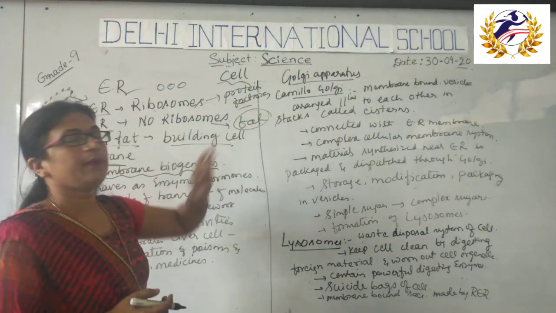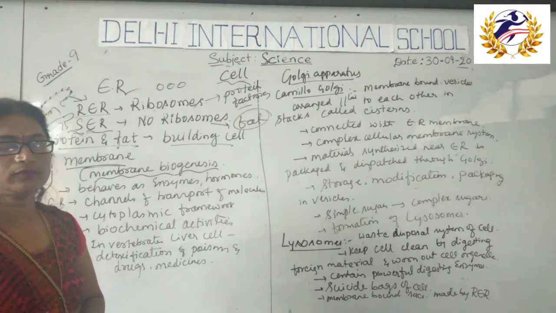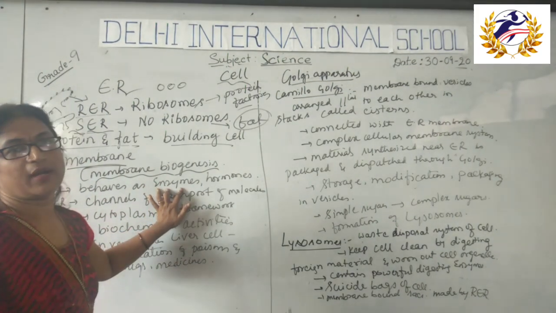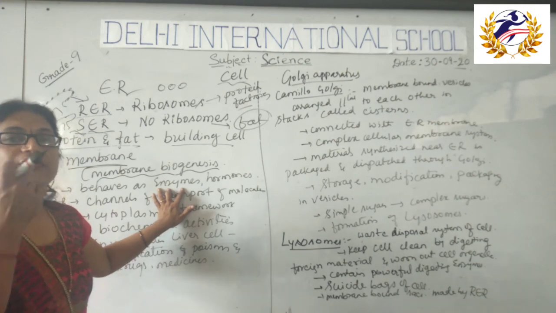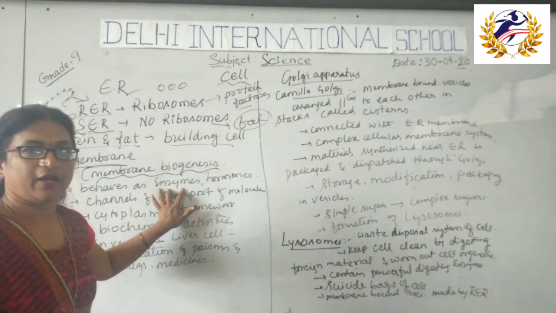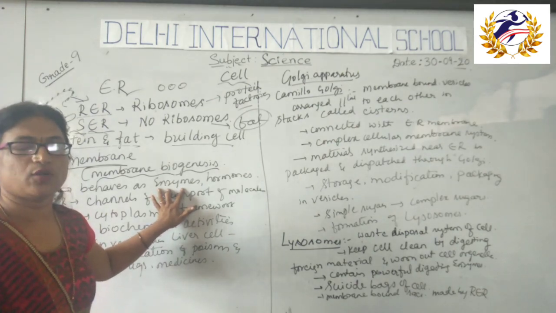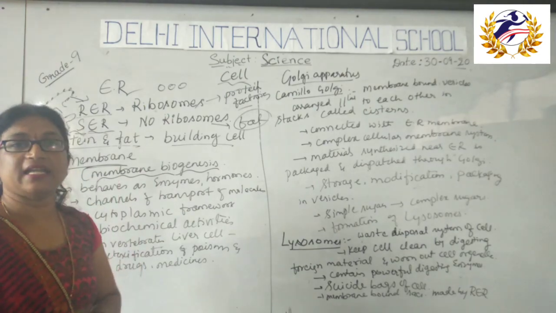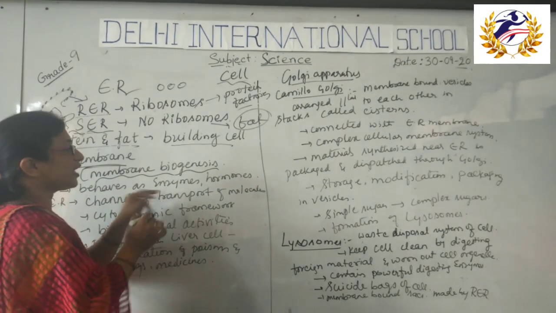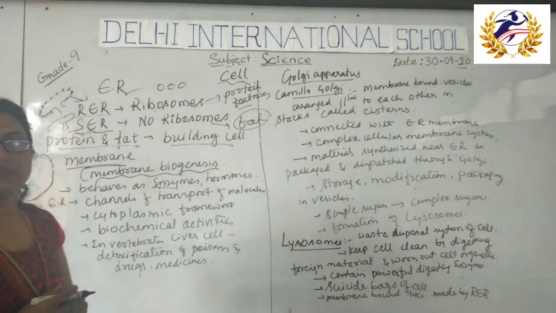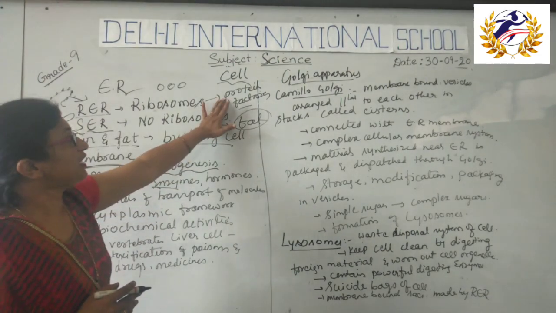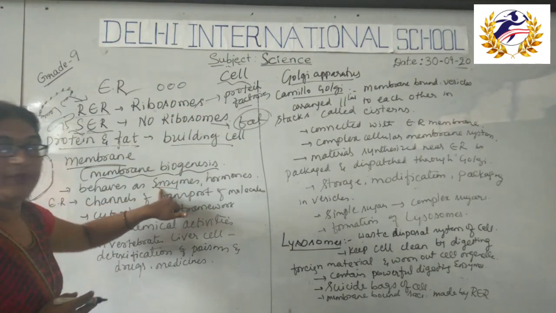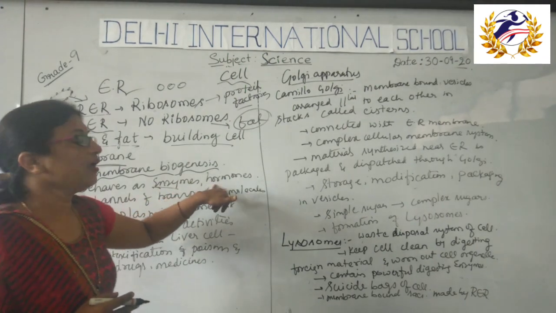So what other function do the proteins have? They act as enzymes. For example, we have a salivary enzyme in our saliva for the digestion of food, isn't it? So salivary amylase enzyme. Enzymes are nothing but proteins. So the proteins produced here also behave as enzymes. And hormones.